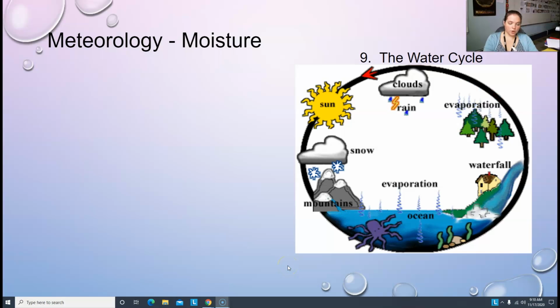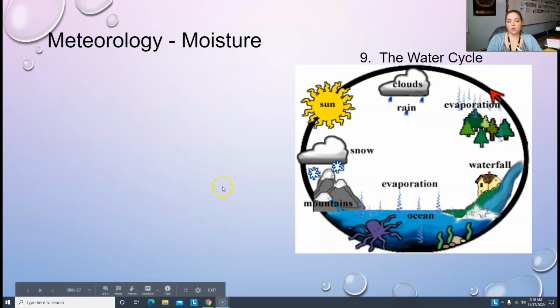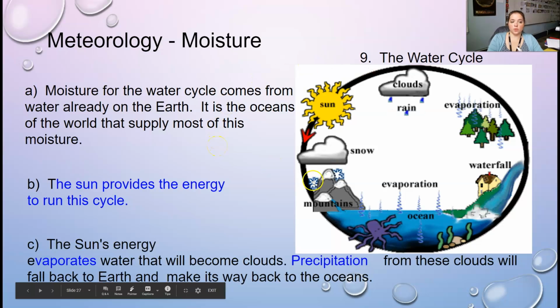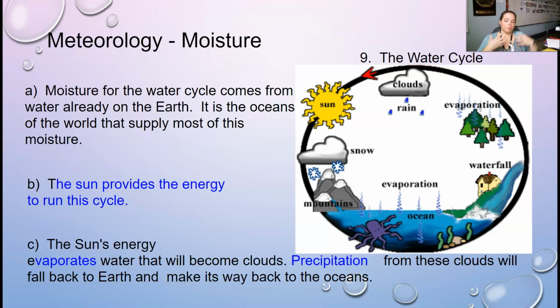Okay, so today we are going to go over changes in states of matter, and we're going to do a quick review on the water cycle. Moisture from the water cycle comes from the water already on Earth. Remember, all the water we have on Earth is all the water we have always had. Well, not always, but it's always been around for the most part, except when meteorites come in, that's where we can get some new sources of water.